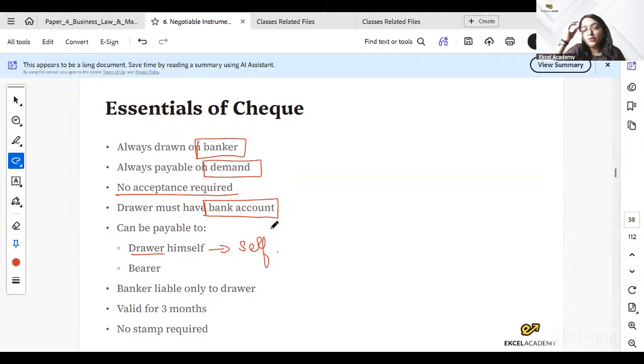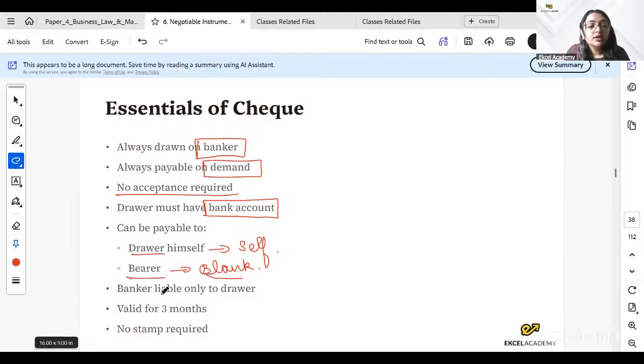Let's say, for example, if you want to withdraw a certain sum of money, in that case you can write a check to self or to bearer. That is, you can leave the check blank as well. You need not mention the name of the payee, and that will be completely valid.